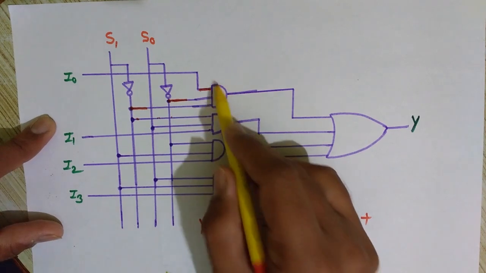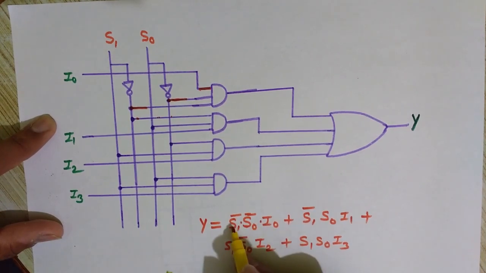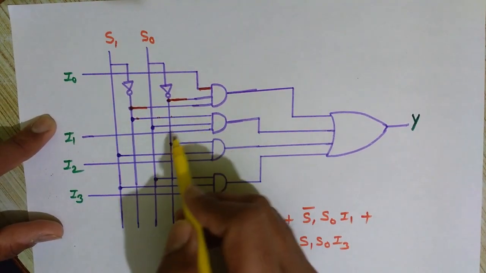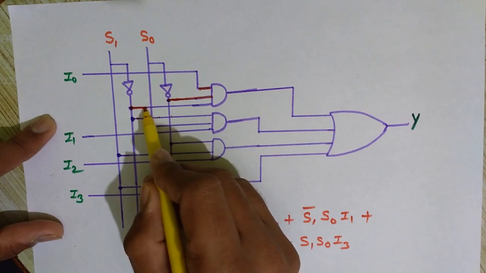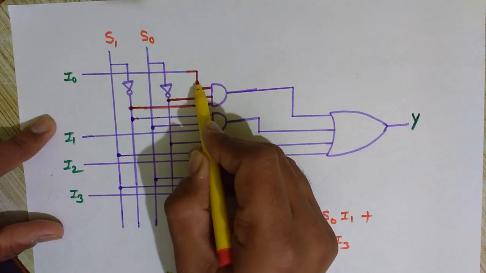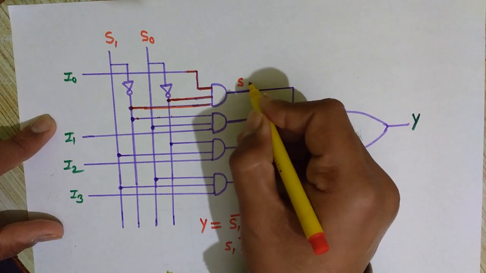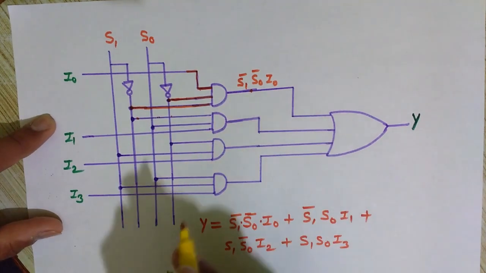In this AND gate, you see I have ANDed these three, because this is the AND symbol: S1 bar into S0 bar into I0. So I need an AND gate that can have three inputs. S1 bar I have taken from the S1 bar line, this dot. The second thing is S0 bar, and the third thing is I0. I have ANDed these three. So at the output, what will I get? S1 bar, S0 bar, I0. So I got this.